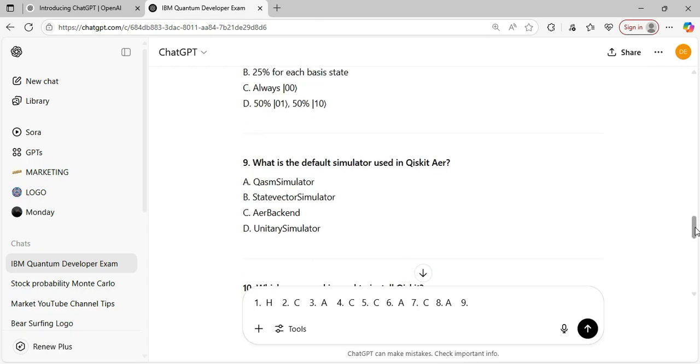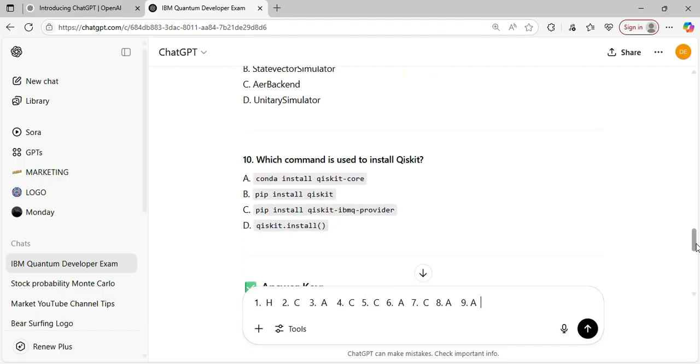Number 9: what is the default simulator used in Qiskit Aer? QASM simulator? State vector simulator? Aer backend? Unitary simulator? I'm going to say QASM. Could be wrong, but I'm going to say QASM.